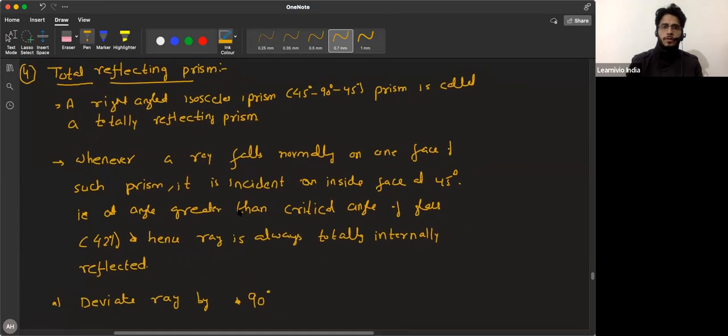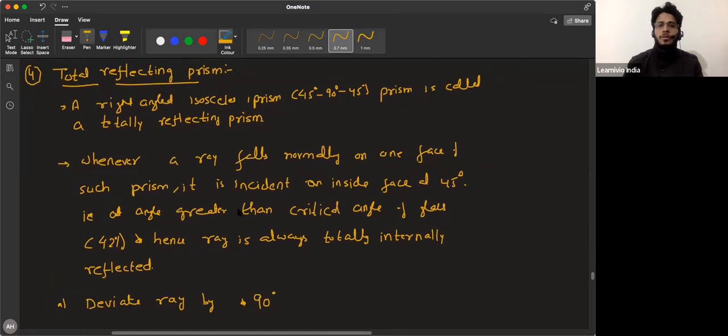See next, totally reflecting prism. So a totally reflecting prism is a right angled isosceles prism. See, usually prisms refract light rays. Prisms are transparent material. They are used for refraction. But you can use a prism to reflect a light ray also. So if you have a right angled prism, having 45-degree, 90-degree, and 45-degree angles, it's known as a reflecting prism. This prism can reflect your light rays.